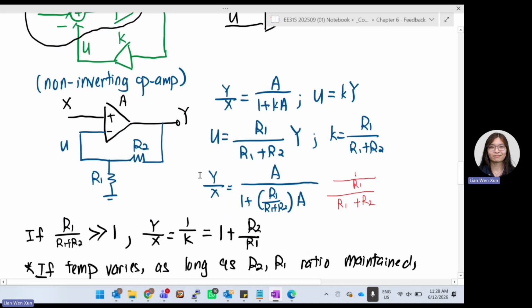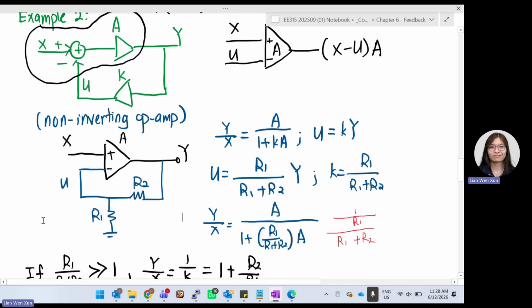For a non-inverting op-amp, we know that the gain is equal to 1 plus R2 over R1. So this is exactly the same thing. We can examine and see. We know that X over Y for a closed loop system, this blue color system and this green color system are exactly the same thing because we just model them differently. So this closed loop system is equal to A over 1 plus KA. Generally for a closed loop system, U is equal to K times Y. That's generally what we know.